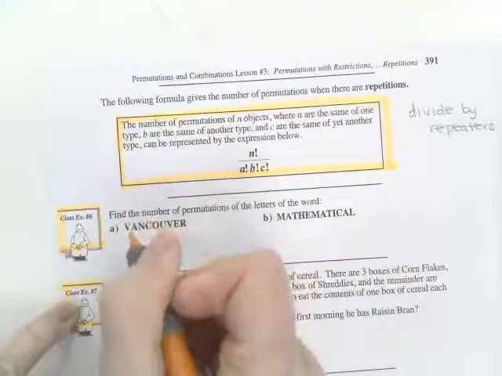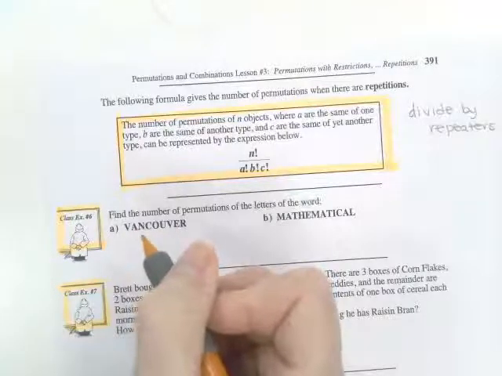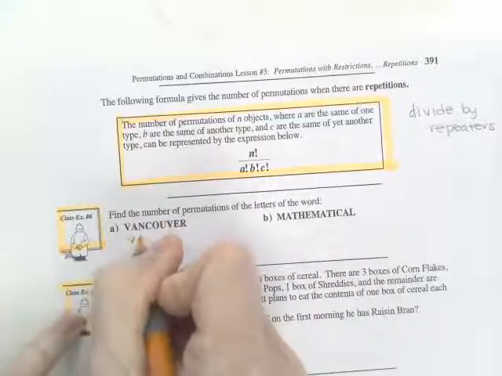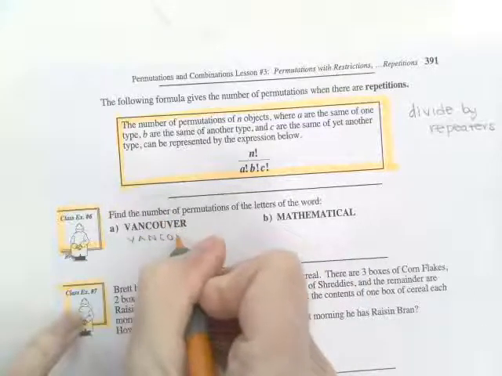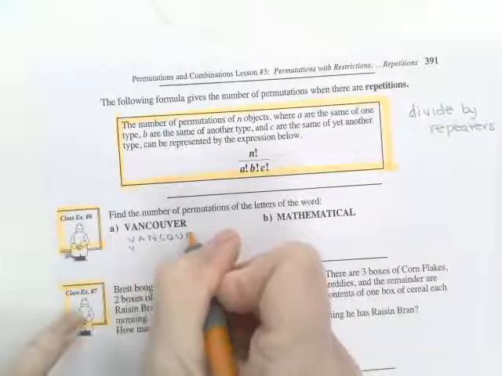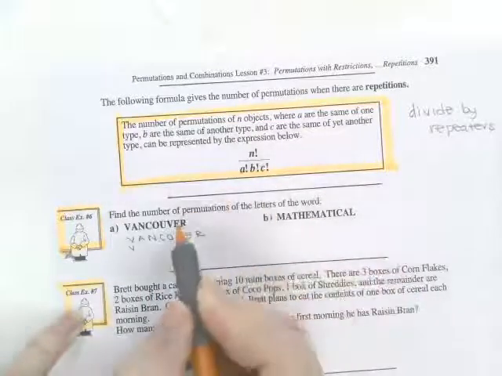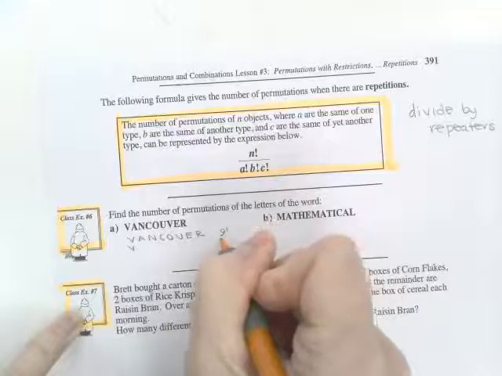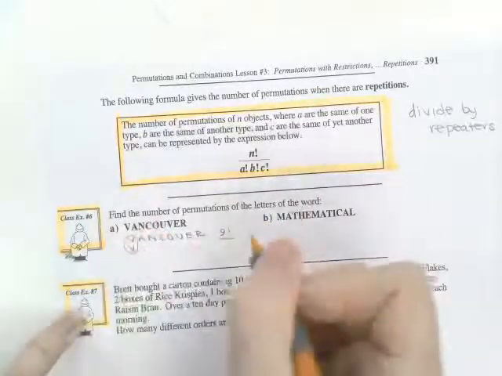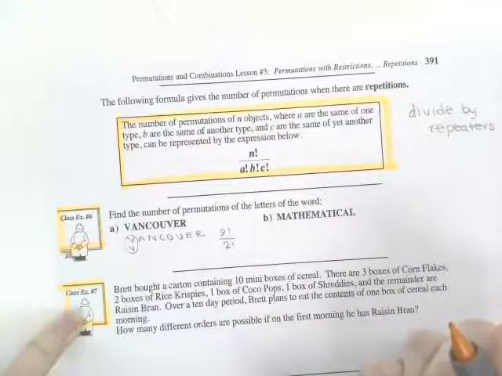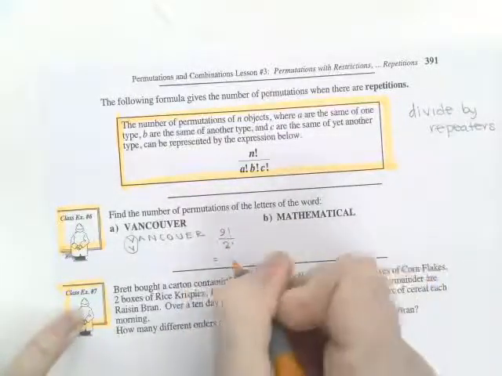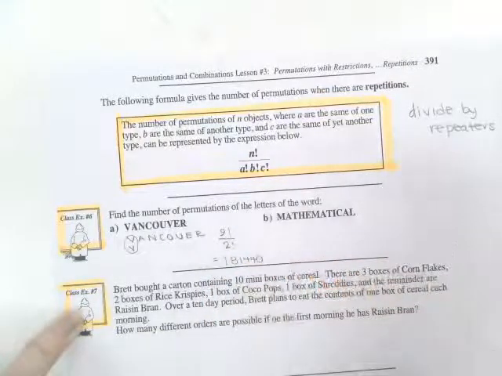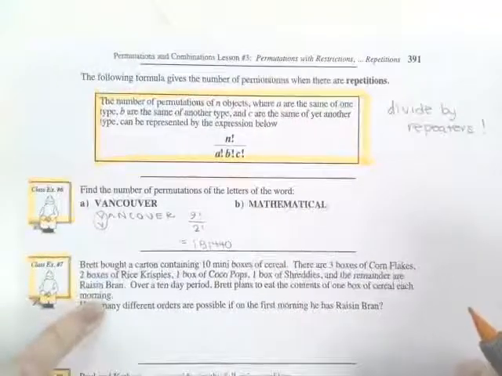So if I think, and I write this one out and put my repeating letters together, so V-A-N-C-O-U, there's another V-E-R, 1, 2, 3, 4, 5, 6, 7, 8, 9. So I've got 9 factorial letters divided by the repeaters. The V repeats twice, so 2 factorial. Gives me 181,440. Okay, mathematical, give it a try.